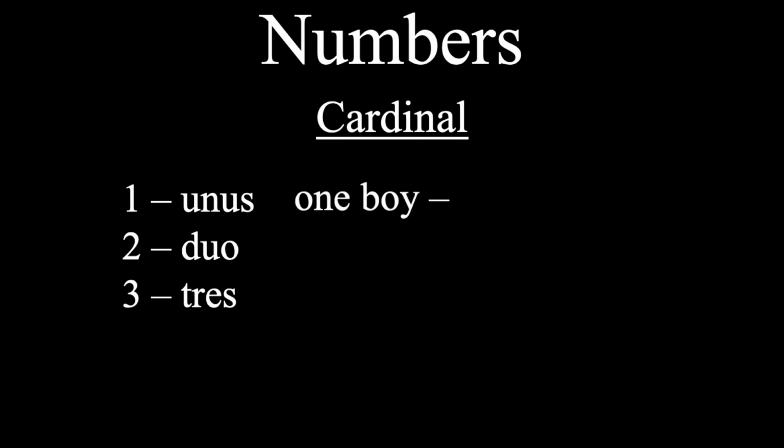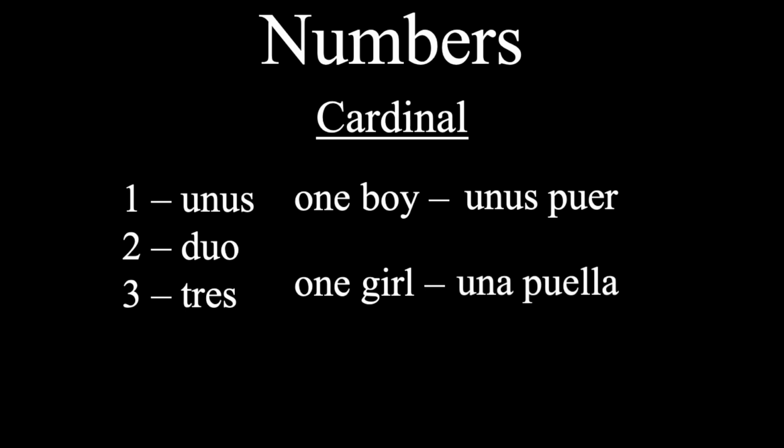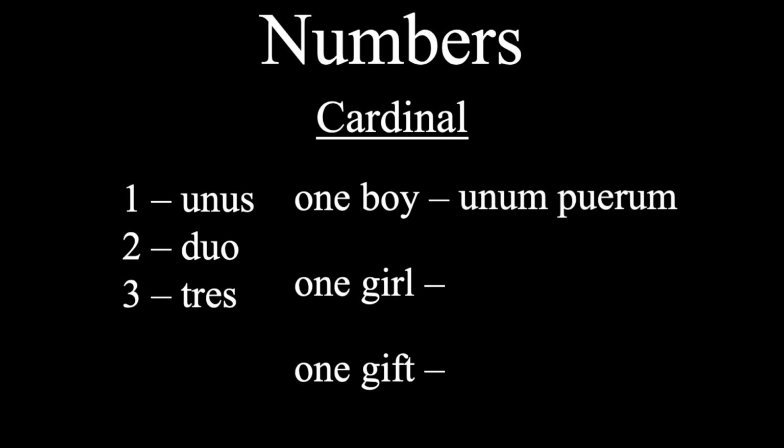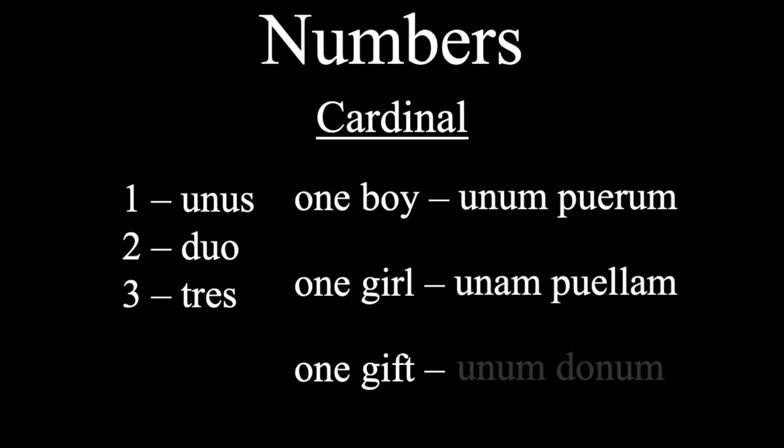So, if we wanted to say one boy in Latin, we'd say unus puer. One girl would be una puella. One gift would be unum donum, because donum is a neuter noun. And of course the adjective would change case along with the noun as well. So if we made all of these accusative, we'd instead have unum puerum, unam puellam, and for one gift we would still have unum donum because it's neuter, so it would just be the same as the nominative anyway.